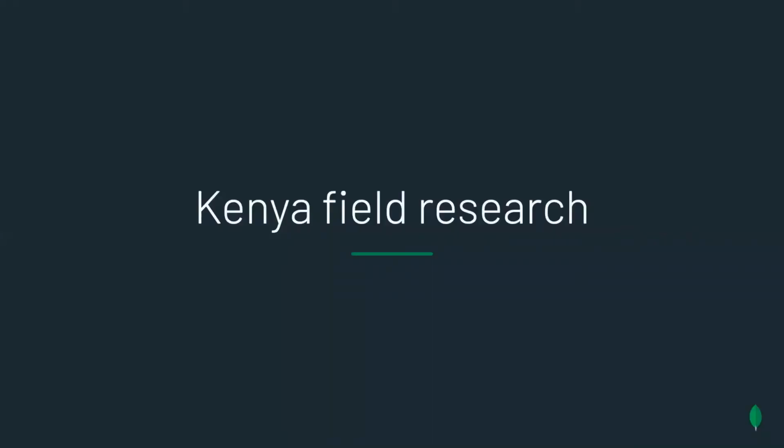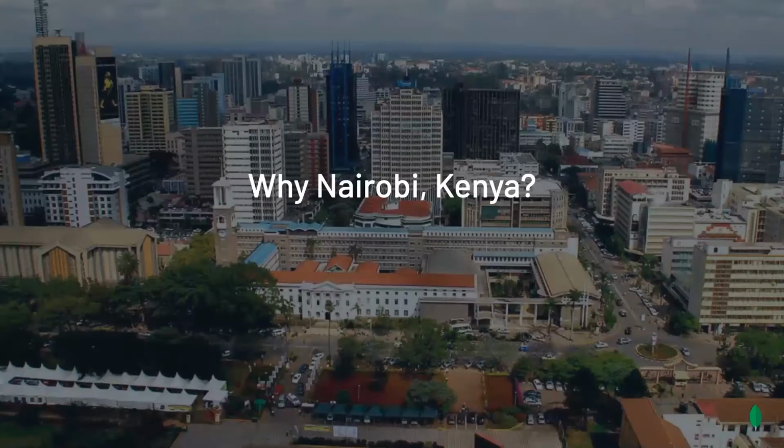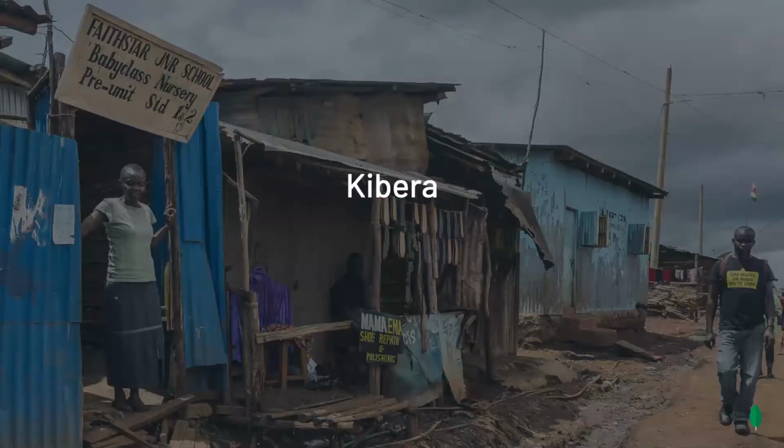Now on to the field research, where we took our product out into communities to test whether it worked. But first, to talk a little bit about why we chose Nairobi in Kenya. We worked mainly within informal settlements like Kibera and Kiole within Nairobi in Kenya. Informal settlements are often more commonly known as slum areas within these countries.